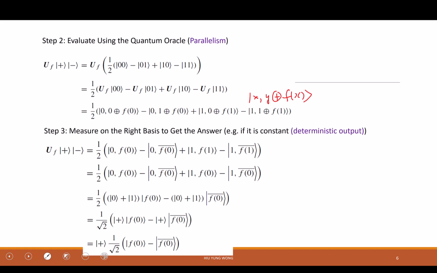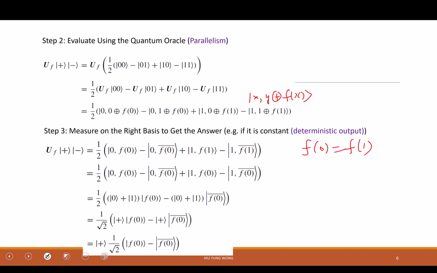So after this, then I'm going to do a measurement. Now let's look at this. If I try to measure in the plus minus space, I look at this one. This is just from here. Now, if this is a constant function, or balanced function, constant means what? What's the relationship between f0 and f1 if it is a constant function?